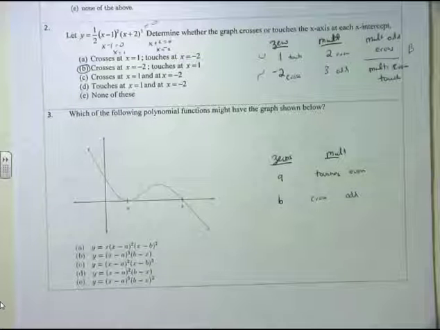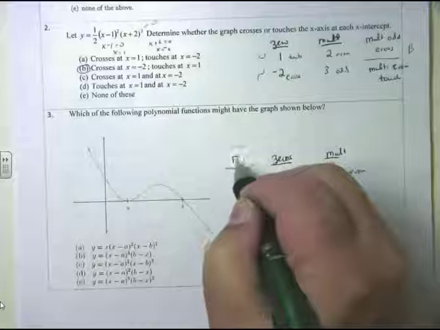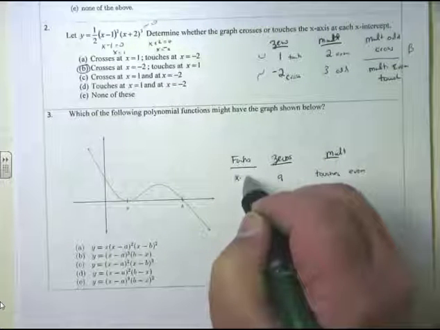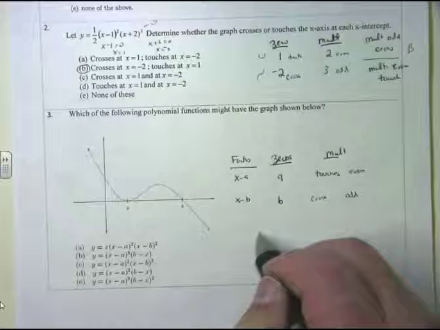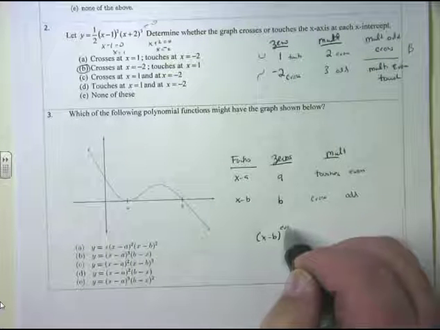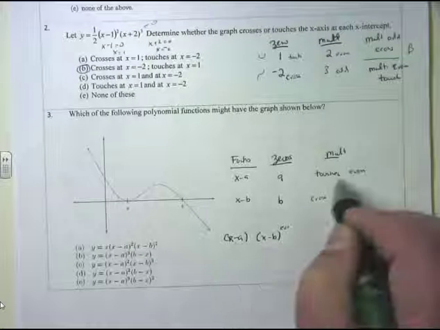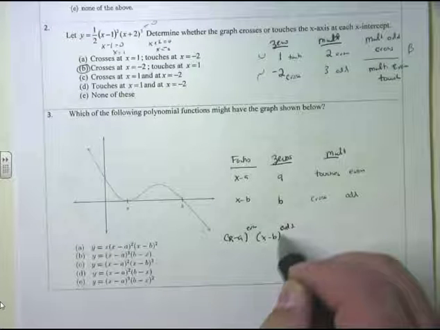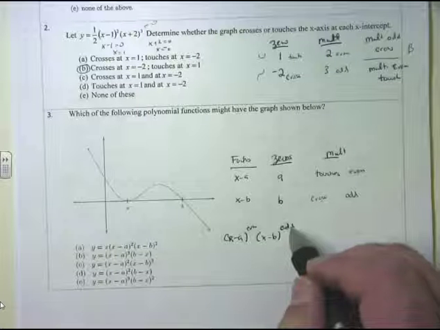So now, what were the factors? If A is a zero, the factor is x minus A. If B is a zero, the factor is x minus B. So I have to have the factor x minus A to an even power, and the factor x minus B to an odd power. Because it touches here, that's got to be even. It crosses here, it's got to be odd.